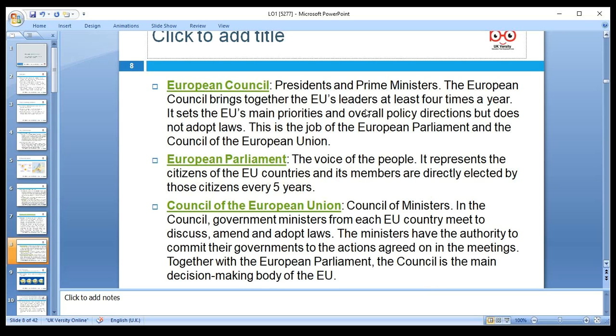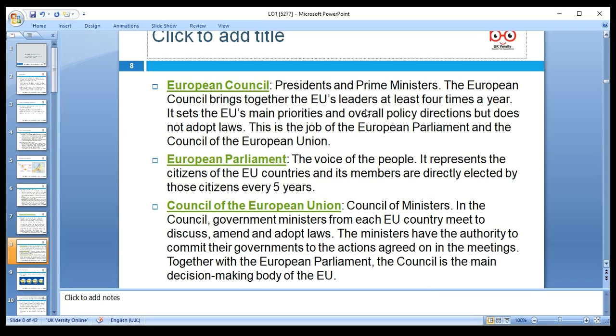The European Council, with the President and the Prime Ministers, brings together EU leaders at least 4 times a year. It sets the EU's main priorities and policy direction but does not adopt laws. That is the job of the European Parliament and the Council of the European Union.